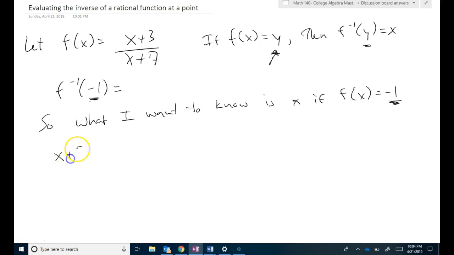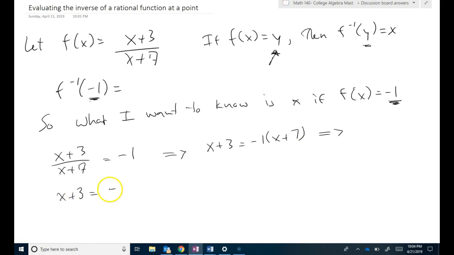So all we need to do now is basically just plug that in. So (x plus 3) over (x plus 7) is going to equal -1. So we're going to solve this equation. That's going to give me that x plus 3 is going to equal -1 times (x plus 7). This will then tell me that x plus 3 is going to equal -x minus 7.